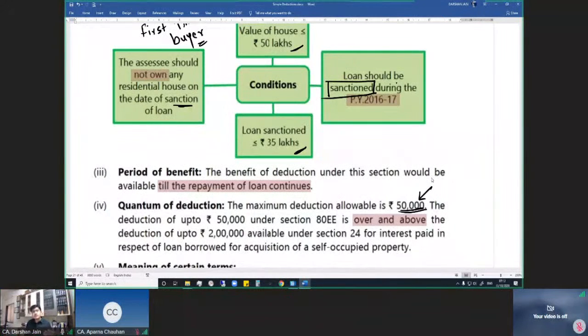Until what time can you claim this deduction? Well, you can claim this deduction until the time your loan repayment continues. So till the point in time you're charged interest by the bank, you can always claim the deduction under section 80EE. The reason why we are taking this, although the loan was sanctioned in 16-17, is because a loan sanctioned in 16-17 is usually a long-term loan. A home loan is continued for 15 years, 20 years. So if it is sanctioned in 16-17, you could continue to claim deduction until the loan period continues.